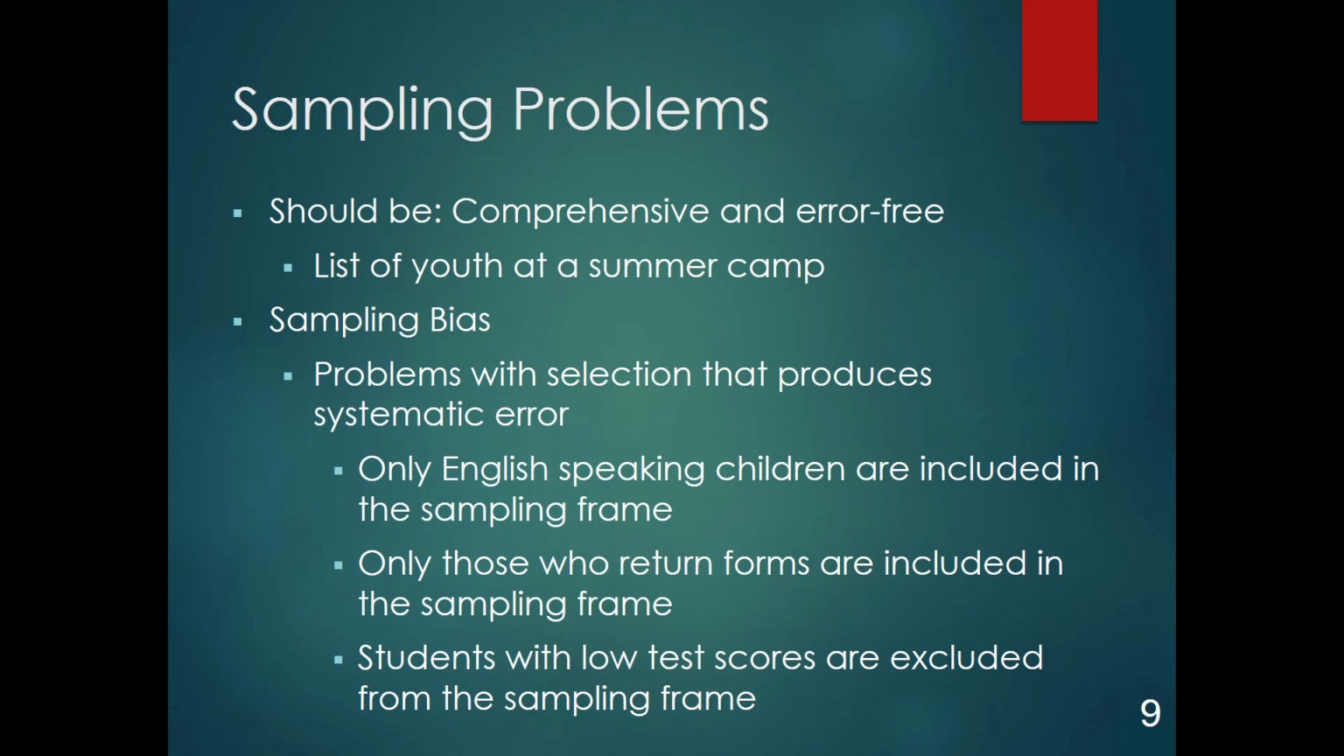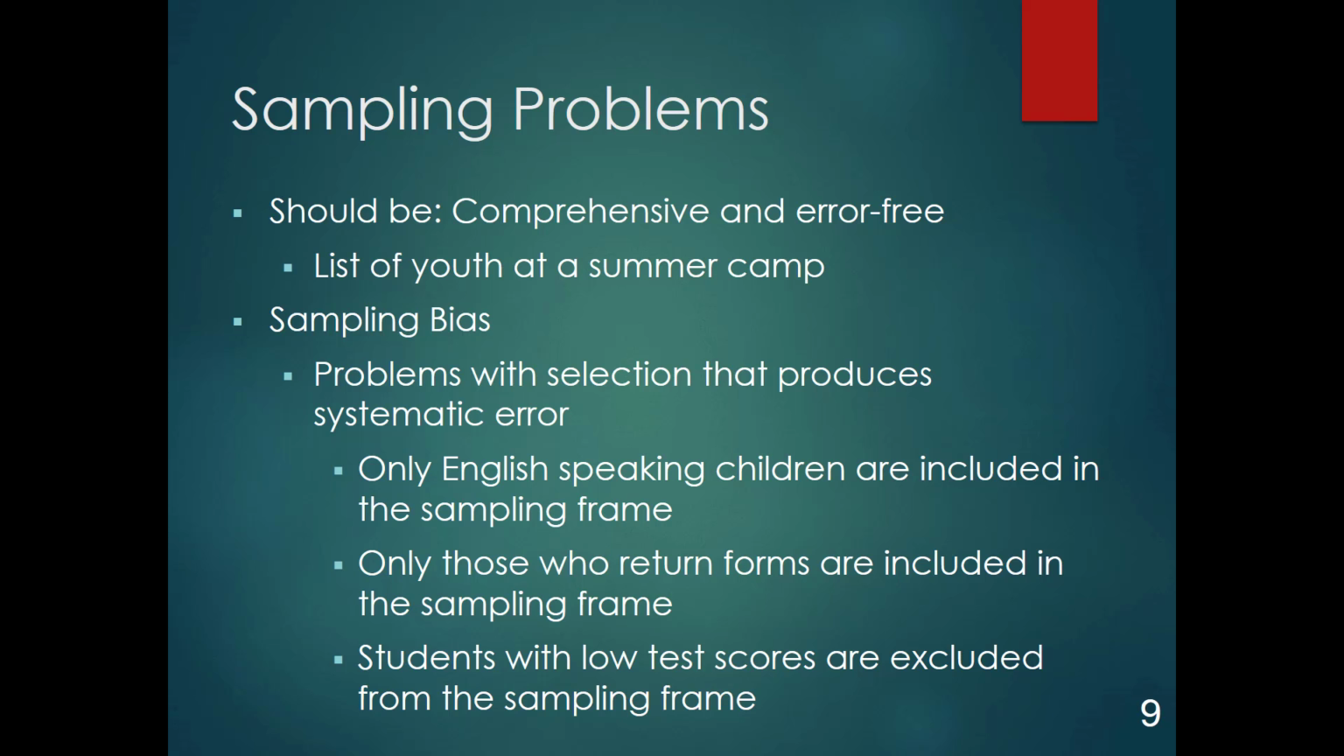Sampling bias is a problem with the selection of elements that produces systematic errors in the research study. For example, if all students with low test scores were left off of the sampling frame, then the study would have sampling bias. If there's sampling bias, then you cannot generalize your results.